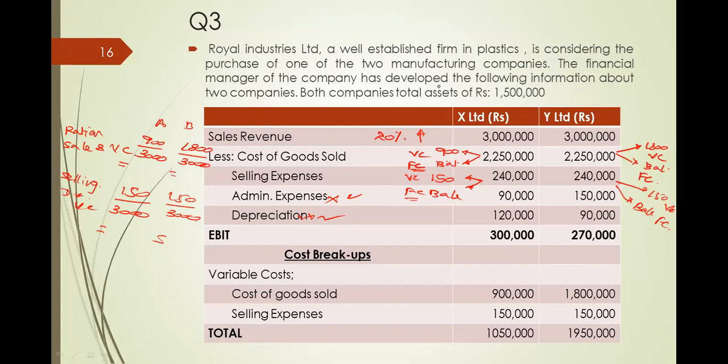Please calculate and tell me. Okay, I will give 2 minutes. Do this and identify the figures. Now you can identify the fixed cost. X fixed cost in case of cost of goods sold 1350. Y 450. Okay. Now what about the ratio between cost of goods sold, variable cost and sales?